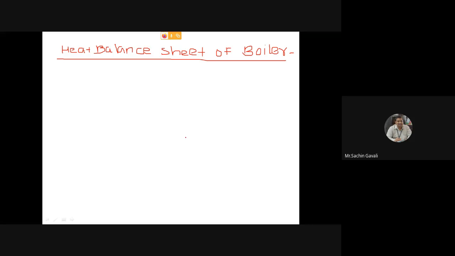Write down the heat balance sheet of a boiler.